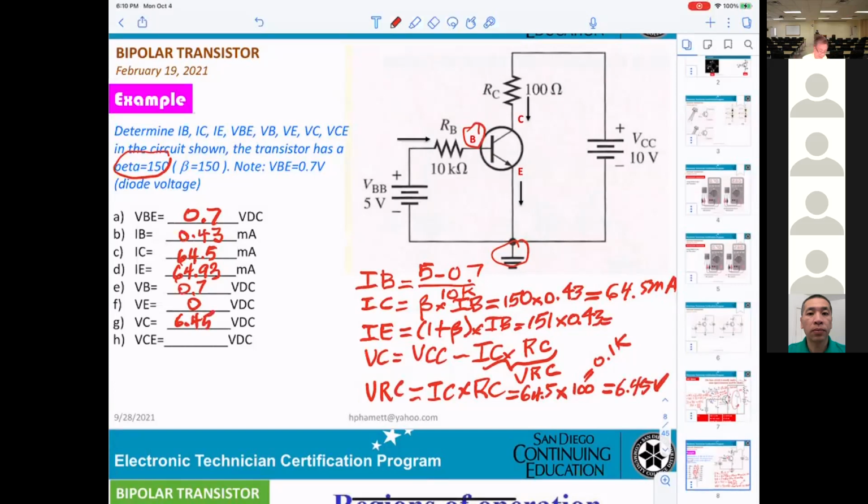Okay, finally, VCE. By basic definition, VC minus VE. VC we already calculated, 6.45. VE means 0. So 6.45.